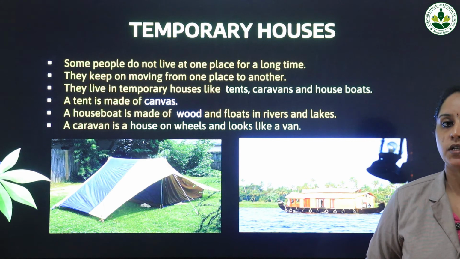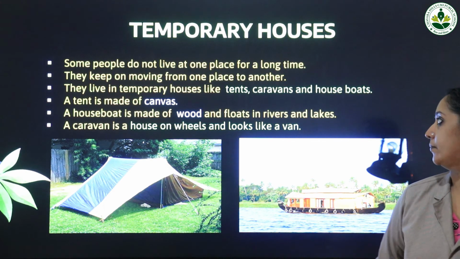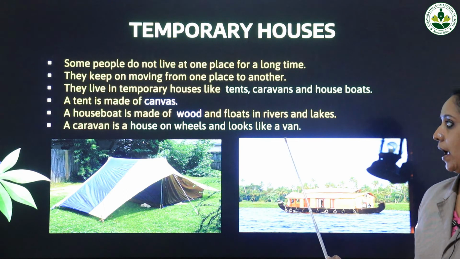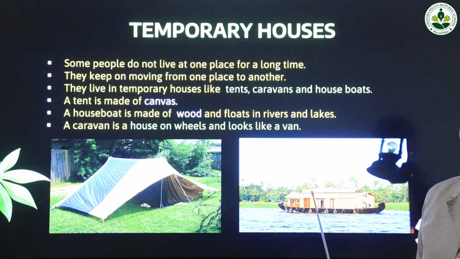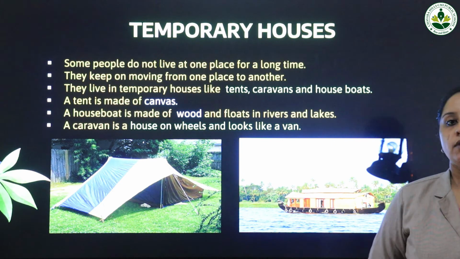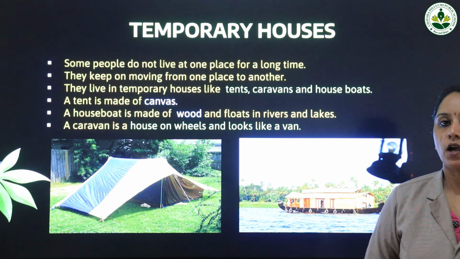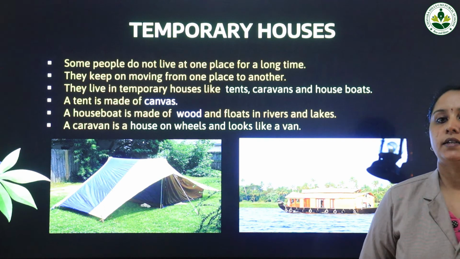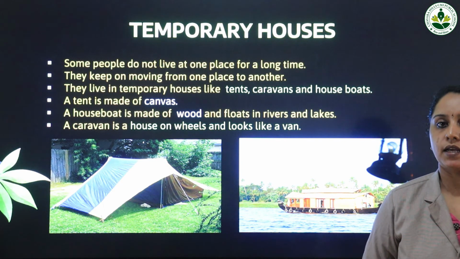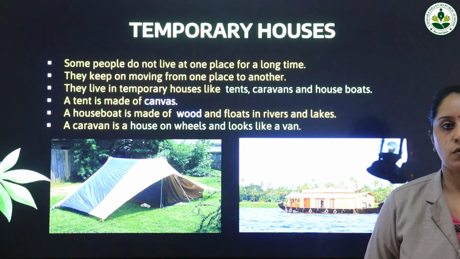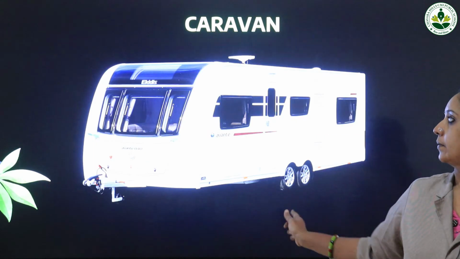So if I ask a question, which is the house on wheels? We can say it is caravan. So it looks like a van. So this is the picture of a tent. Now this is the picture of a houseboat. Now tell me children, which are the different examples for temporary houses? Yes, tent, caravan and houseboat. So these three are the examples for temporary houses.